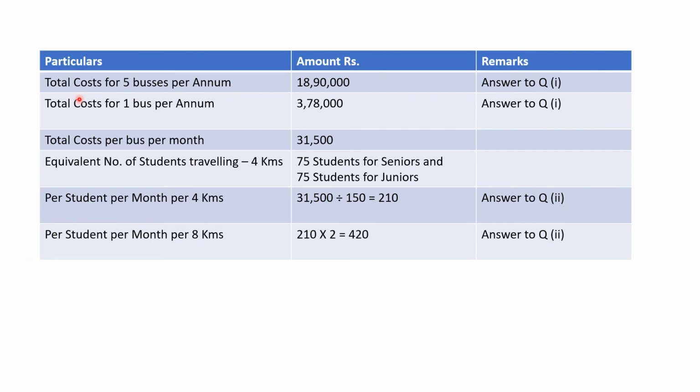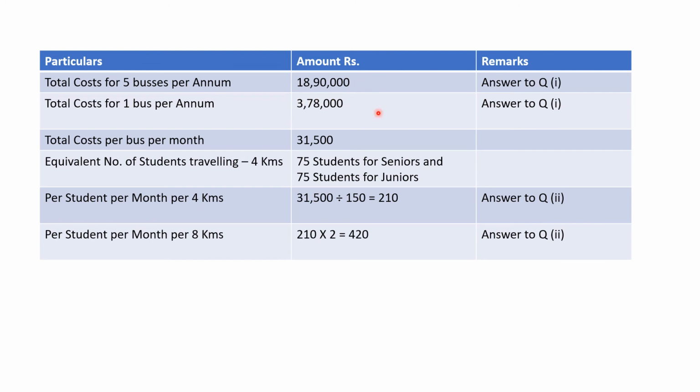Here I am explaining the next part of first question. We have calculated total cost for operating 5 buses per annum is 18,90,000 rupees. They have asked what is the cost of single bus. So total cost for single bus will be 18,90,000 divided by 5. It will be 3,78,000 rupees. So this is part 1 of question 1 and part 2 of question 1.